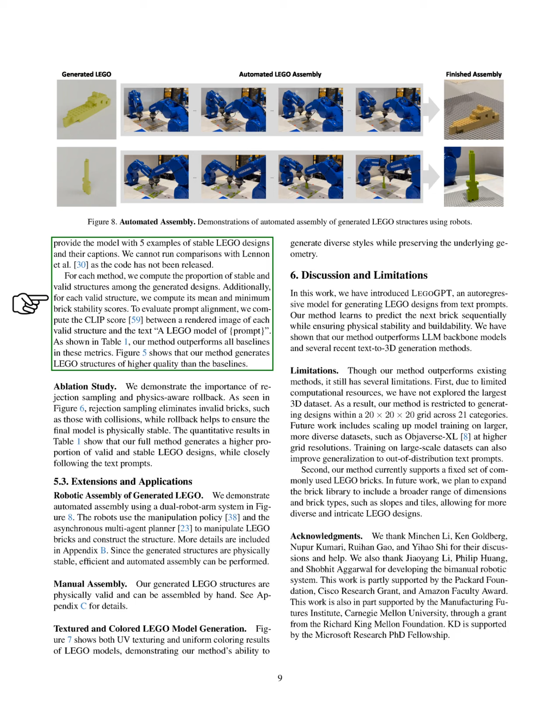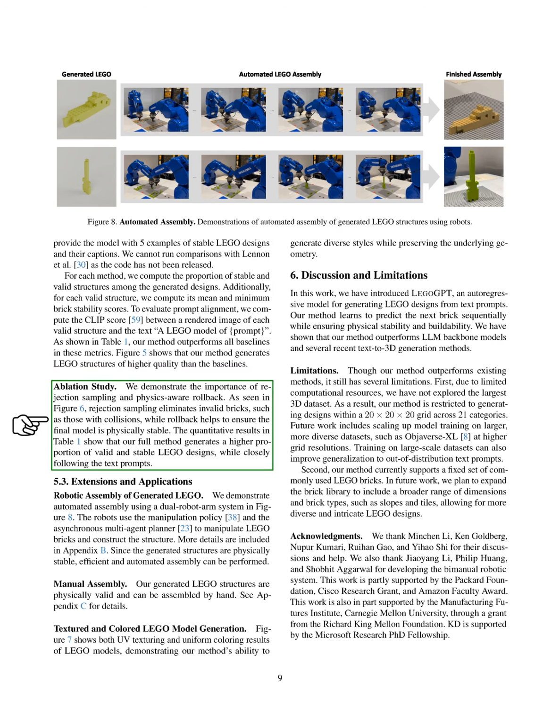We analyze the stability and validity of the generated designs and assess how well they match the prompts using a specific scoring method. Our results show that our approach surpasses all baseline models in these evaluations. We also highlight the significance of rejection sampling and physics-aware rollback in our method. Rejection sampling helps remove invalid bricks, while rollback ensures the final design is stable. Our full method yields a higher rate of valid and stable LEGO designs that closely follow the prompts.